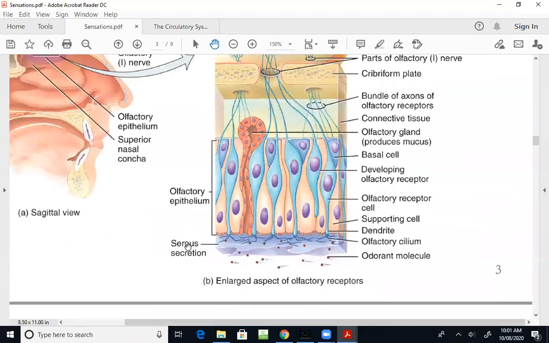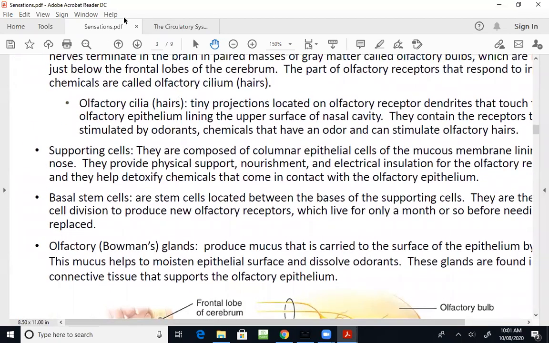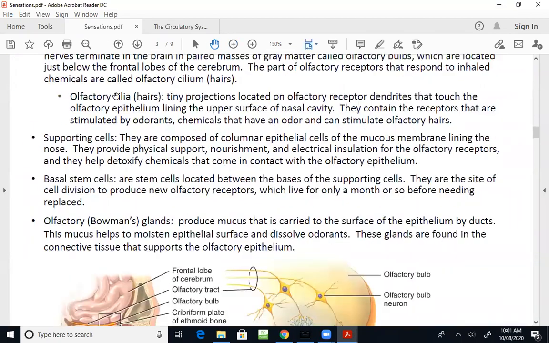Okay, aside from those blue shaded cells, we've also got some other cells here in the olfactory epithelium, which include supporting cells, which are going to do exactly what it sounds like. They are columnar epithelial cells of the mucous membrane lining our nose, providing physical support, nourishment, and electrical insulation for those olfactory receptors. They may also help detoxify chemicals that come into contact with the olfactory epithelium.